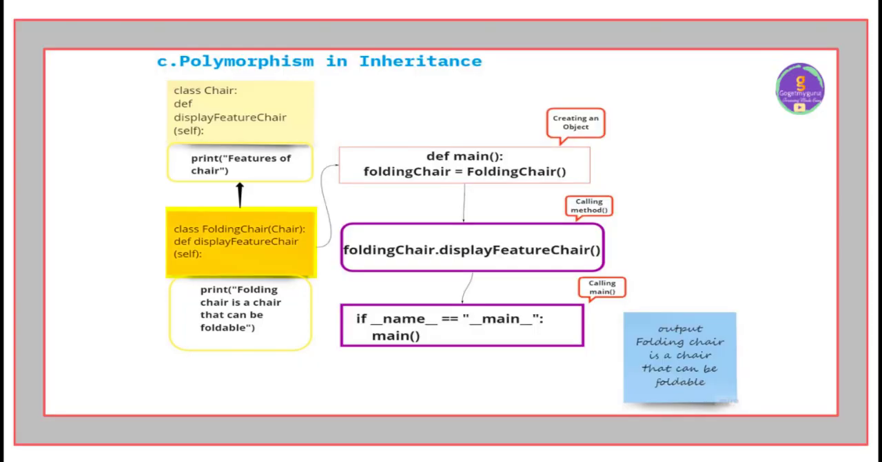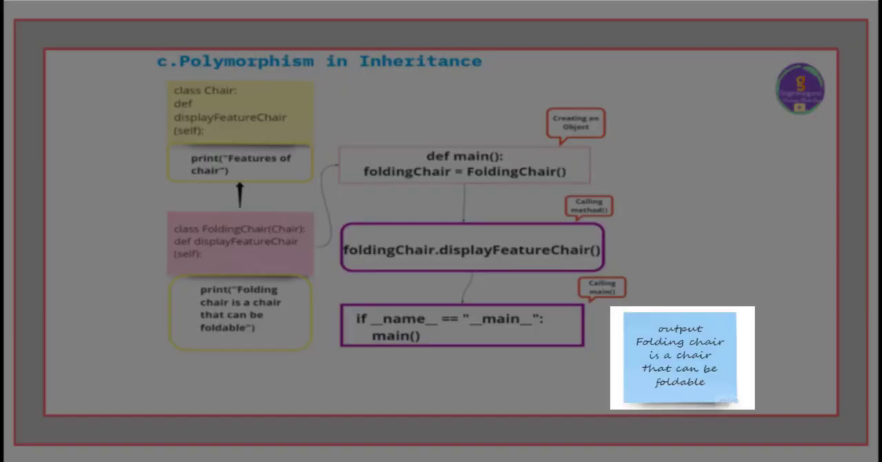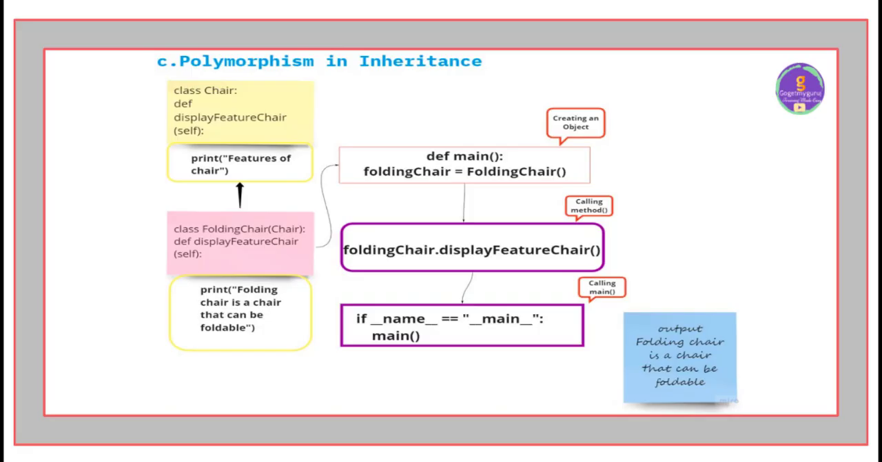Base class name in the derived class. Here, chair will be the base class and folding chair will be the derived class. Then, create an object for the derived class, that is, folding chair equals folding chair in the main function. Then, call the methods in the main function by evaluating a conditional or if statement. If this condition is satisfied as true, it will call the main function. Then folding chair dot display feature chair will call the method which is in the folding chair class. After running this code, we'll get the output as folding chair is a chair that can be foldable. This is one example of method overriding.